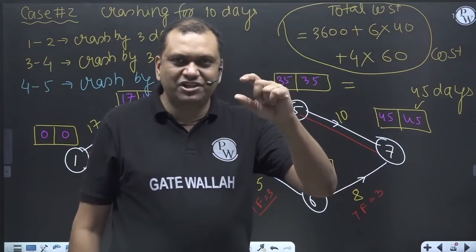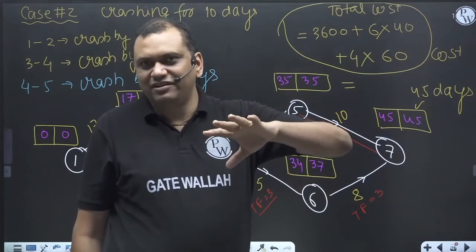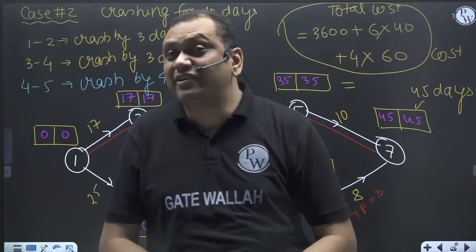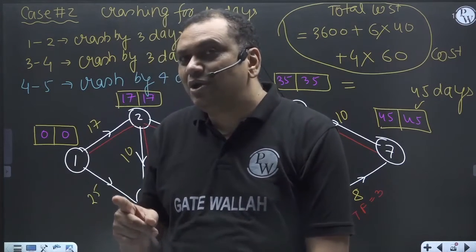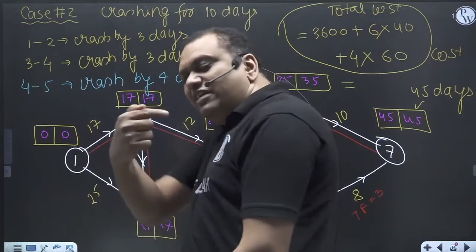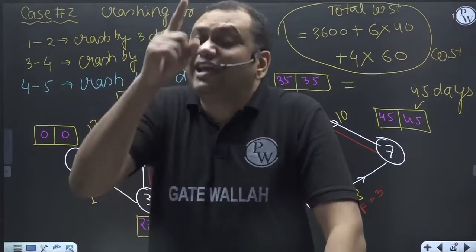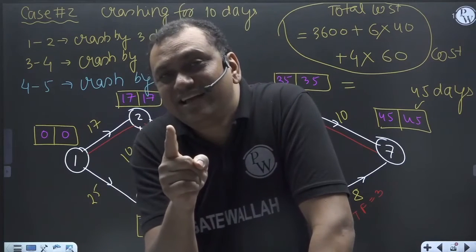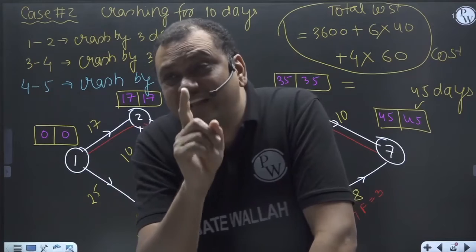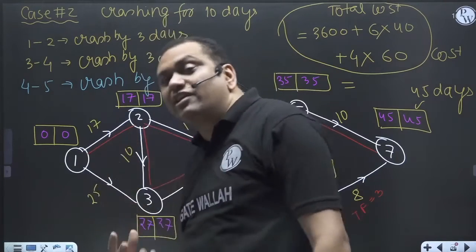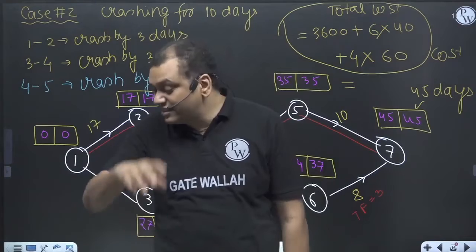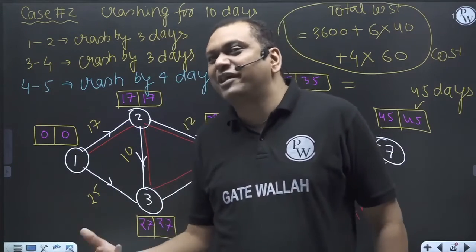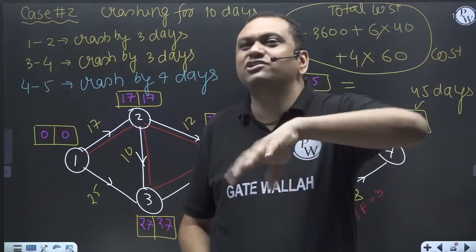We crash activities on the critical path. But while crashing the activity on the critical path, we have to see the total float available on the parallel branch. I cannot crash any critical activity more than the total float available on the parallel branch, because the parallel branch will become critical and the existing branch will become non-critical.